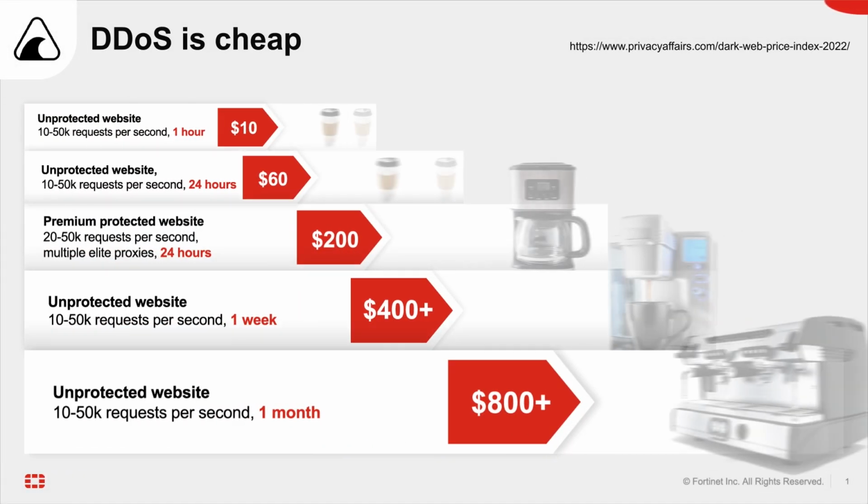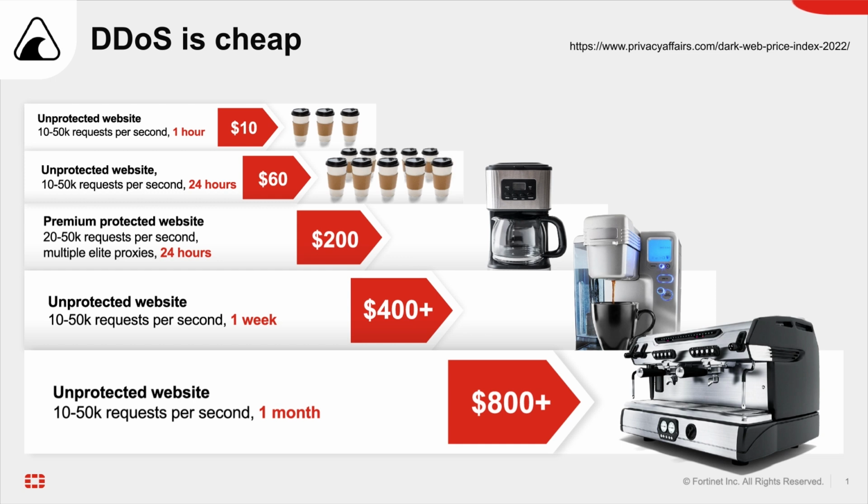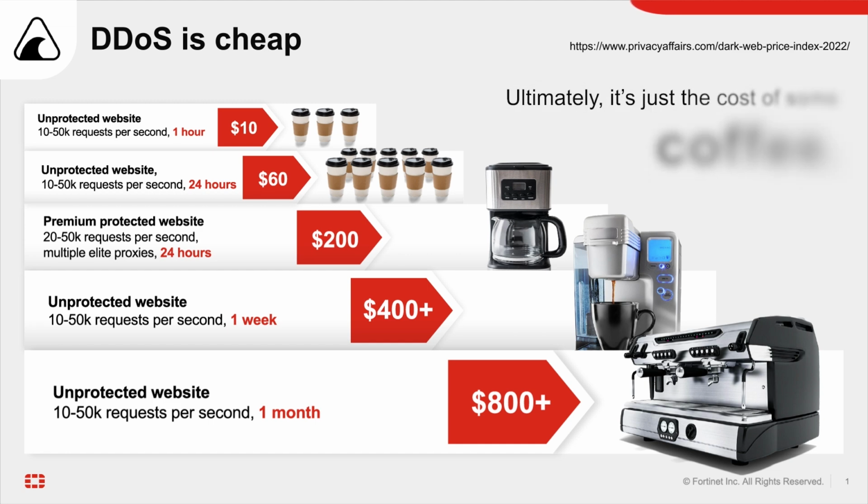Launching a DDoS attack can be relatively inexpensive for the attacker. According to the 2022 Dark Web Price Index, a 24-hour DDoS attack with 20 to 50,000 requests per second can cost the attacker as little as $200 US, coffee money.